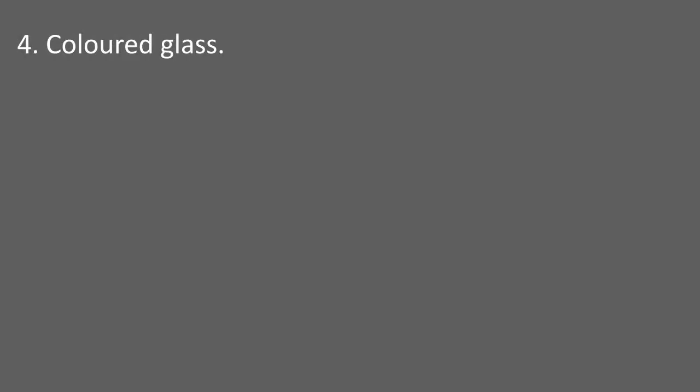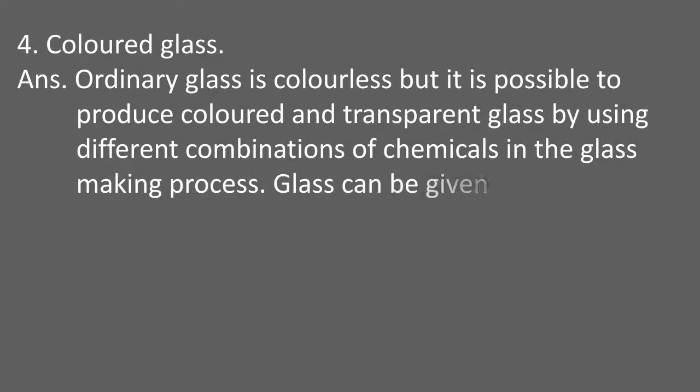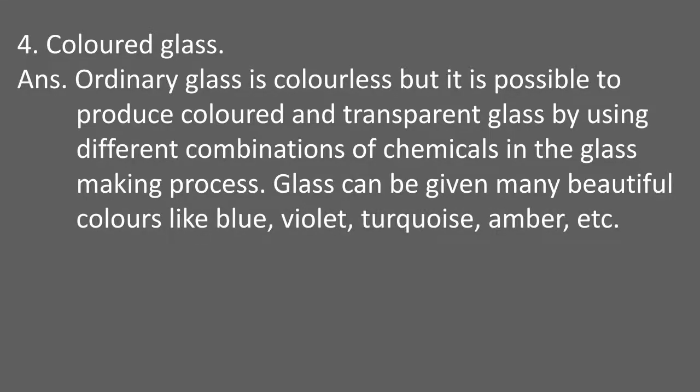Colored glass. Ordinary glass is colorless, but it is possible to produce colored and transparent glass by using different combinations of chemicals in the glass making process. Glass can be given many beautiful colors like blue, violet, turquoise, amber, etc.